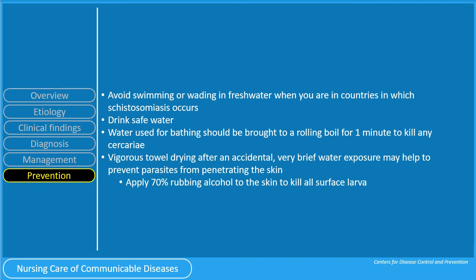When there is an accidental brief exposure to water, vigorous towel drying after the accident may prevent parasites from penetrating the skin. Applying 70% rubbing alcohol to the skin to kill all surface larvae may also help. However, do not rely on vigorous towel drying alone to prevent schistosomiasis.